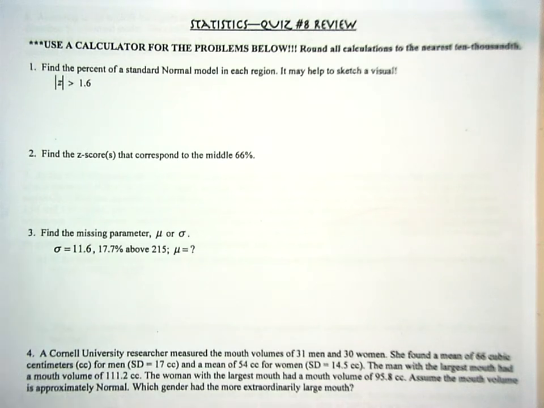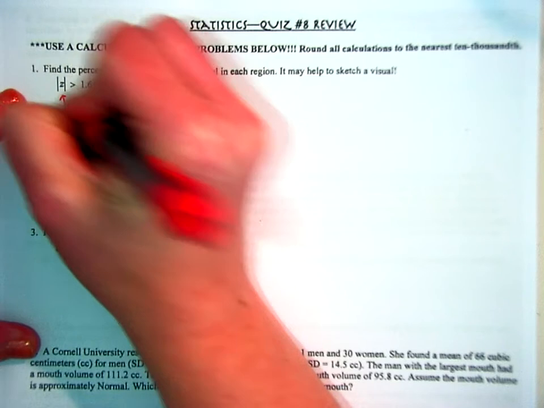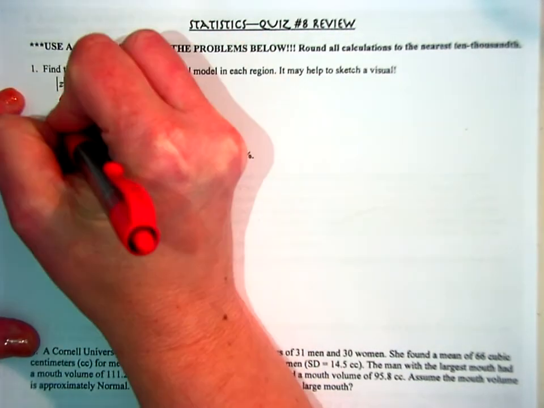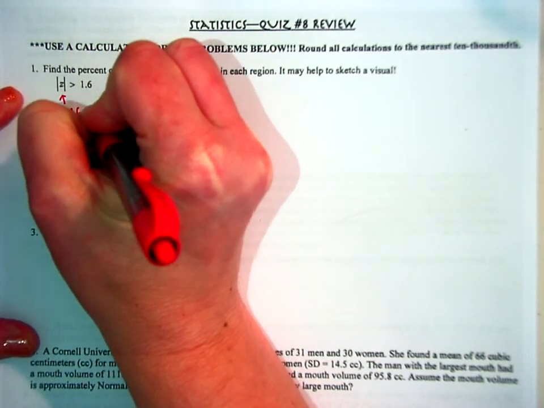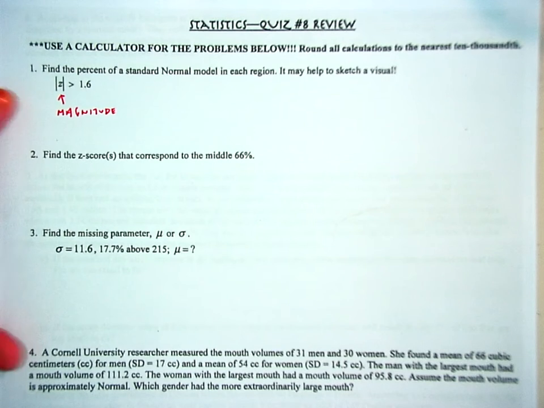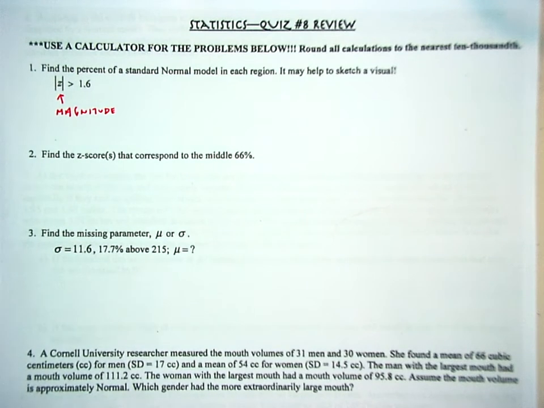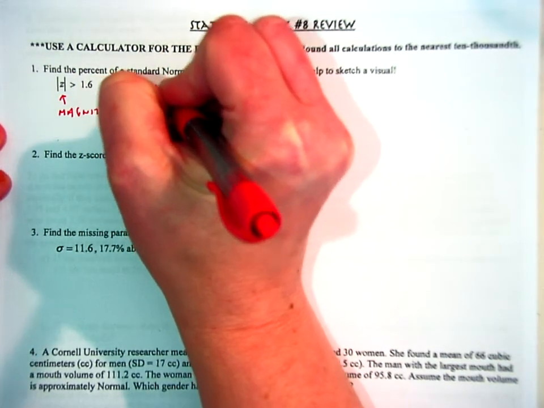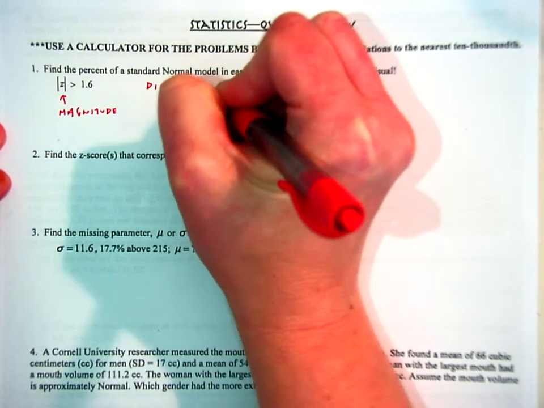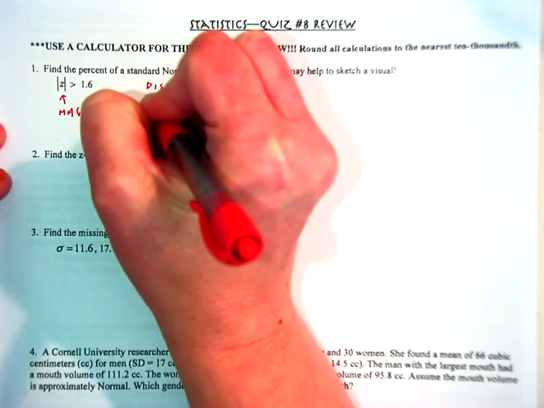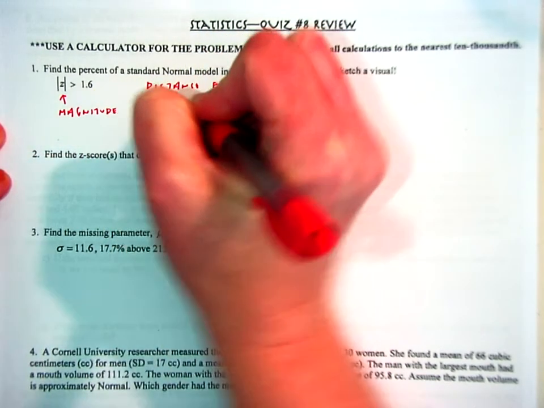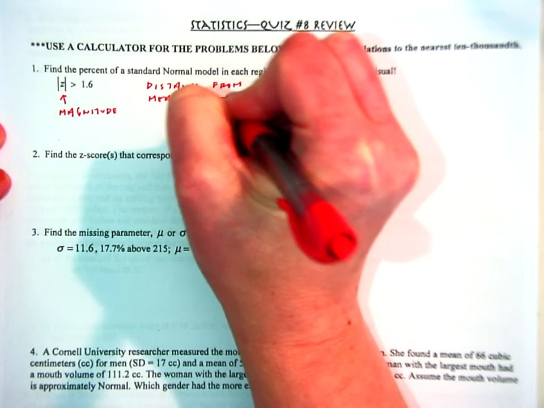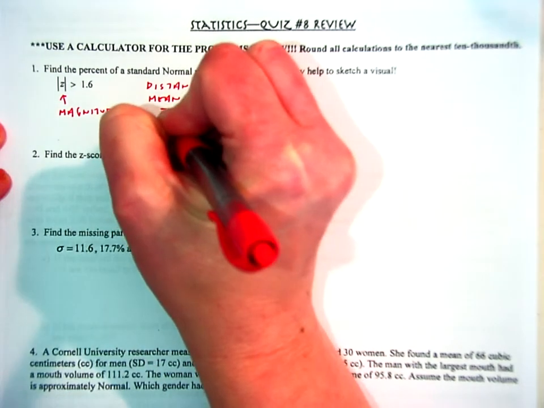Okay, so we see our fancy absolute value bars. We know that that reads as magnitude. Right? Magnitude is simply the distance from the mean. So we're looking for the distance from the mean is greater than 1.6. So let's sketch this out. Let me write those words too. So distance from the mean is going to be greater than 1.6.